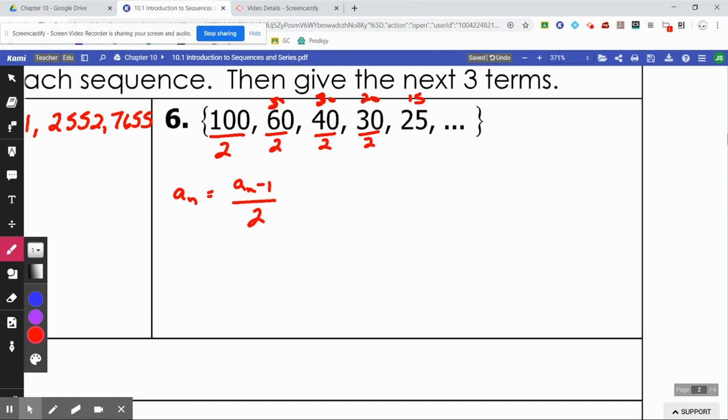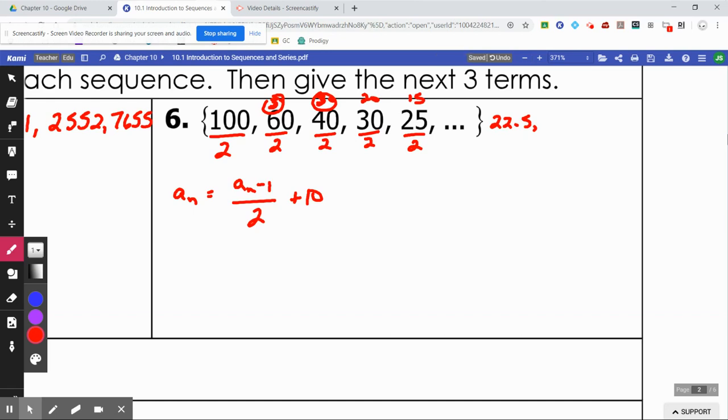And then in order to get back from this 50 up to a 60 or the 30 up to the 40, we will add 10 to that. So each term is equal to the previous term divided by 2, and then add 10 to it. So we got to take 25, we got to divide that by 2, which gives me 12.5, and then add 10 to it. That would give me a 22.5 as the next term.